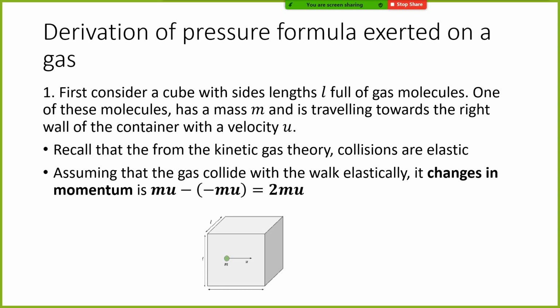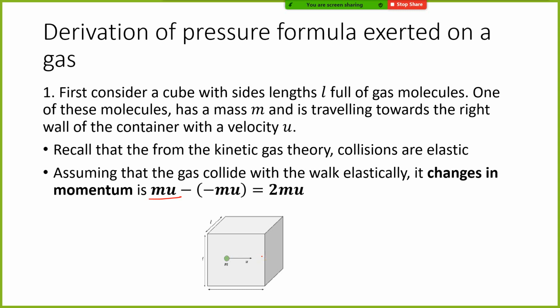So let's look at this now. It says to recall that from the kinetic gas theory, the collisions are elastic. For that reason, when the molecule collides with one of the walls of the cube, you would expect that the particle is going to return with the same velocity, or in essence the same momentum. Going towards the right, you would have the momentum m times u, and when it collides, the momentum is going to return.